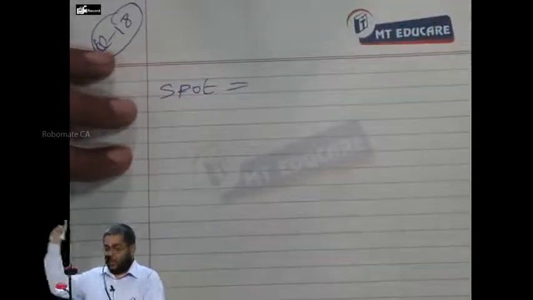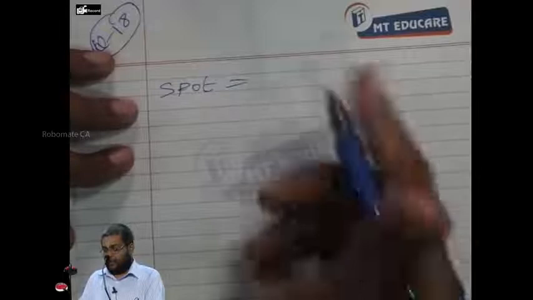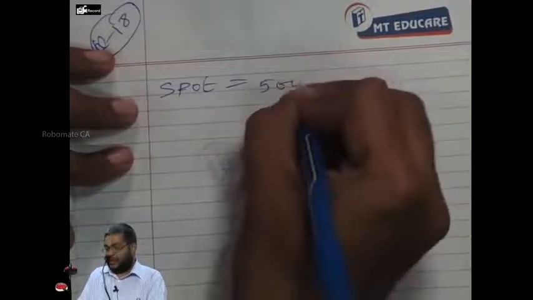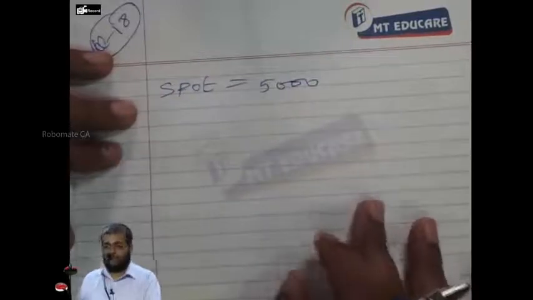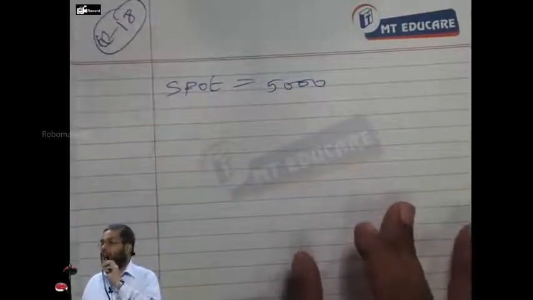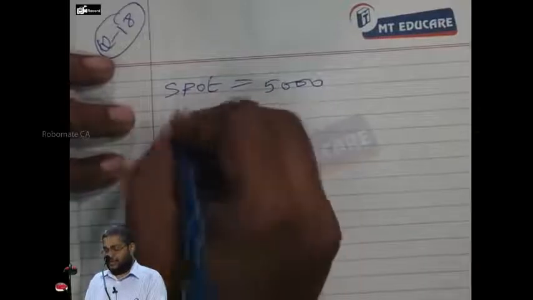Spot price. Do along with me. What is the spot price for 10 grams of gold? The spot price is 5,000. Can I proceed or not? Now, next.